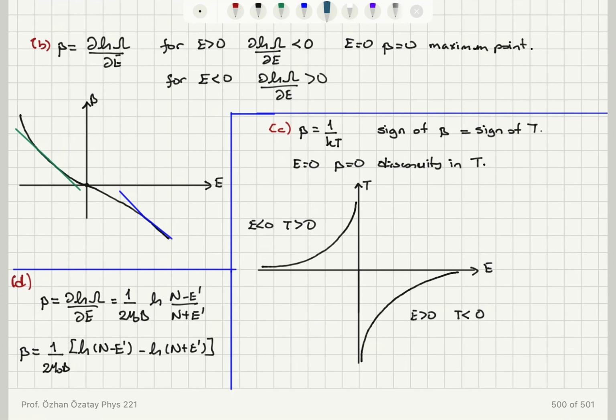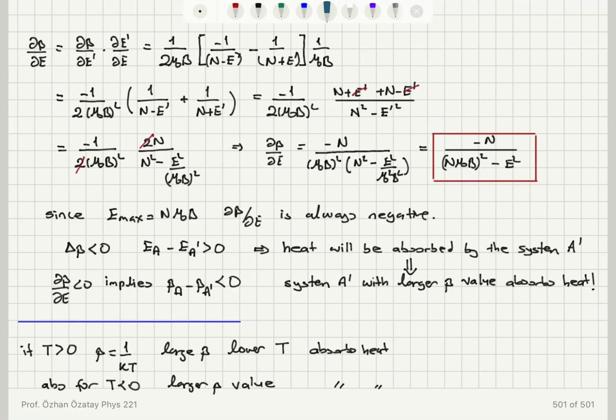And if we plot the corresponding 1 over kT, we see that for negative energies, temperature is positive. For positive energies, temperature is negative, and there's a discontinuity in temperature at 0 energy. So when we look at the derivative of beta with respect to energy, we find that it's always negative, and when delta beta is negative, that means we have heat absorbed by the system which has the larger beta value.